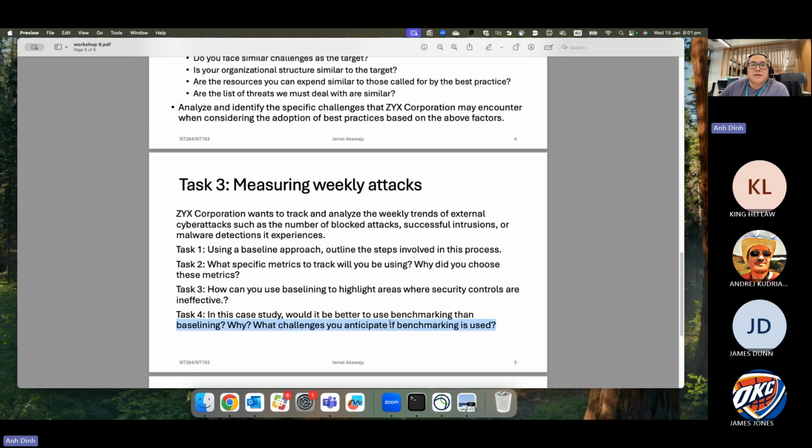Remember, baselining is about measuring and comparing with the point of reference, right? And benchmarking is mostly about comparing against an external company, external competitor, external entity. So in this scenario, which approach do you think is most appropriate?